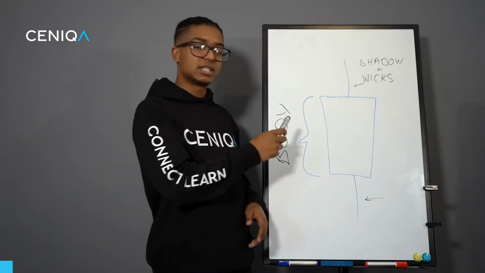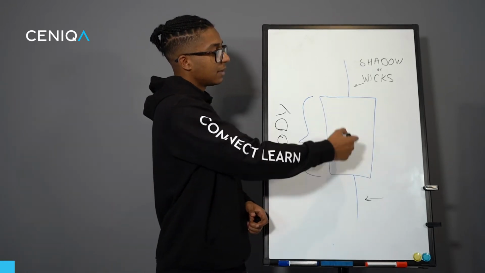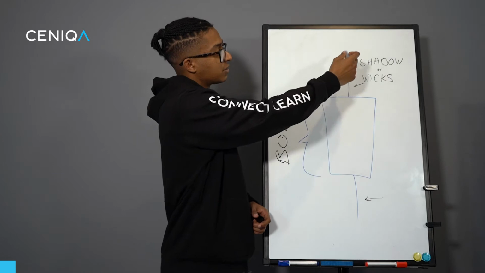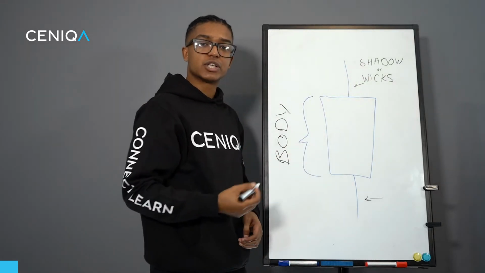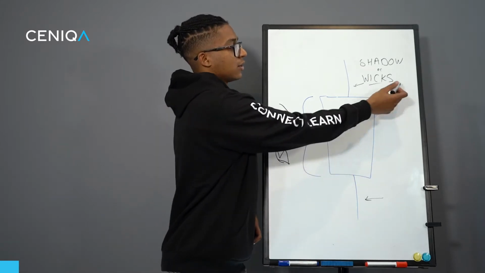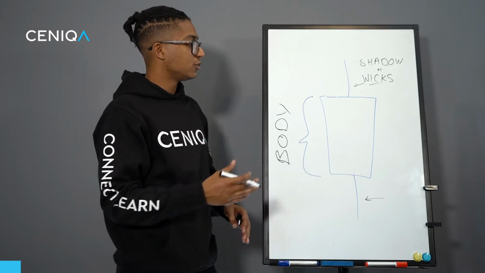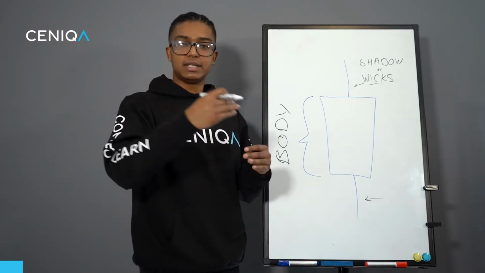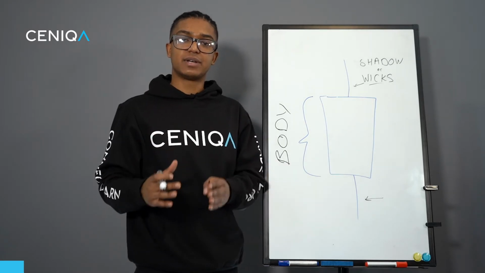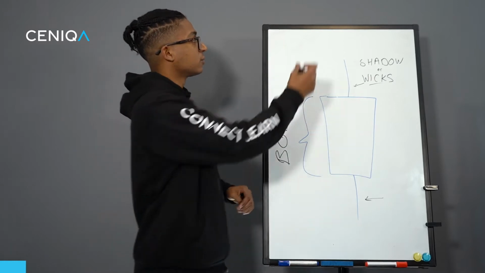Now, a candle consists of two parts. You've got the main body, and then you've got to the upside a shadow, to the downside a shadow. Another word for shadow we can say is wicks. Okay? Now the candle shows you whether a price has increased in value or decreased in value at a given time frame.